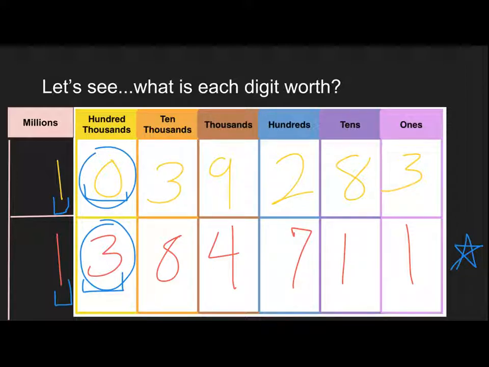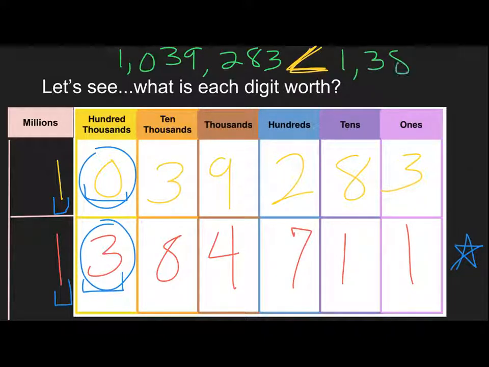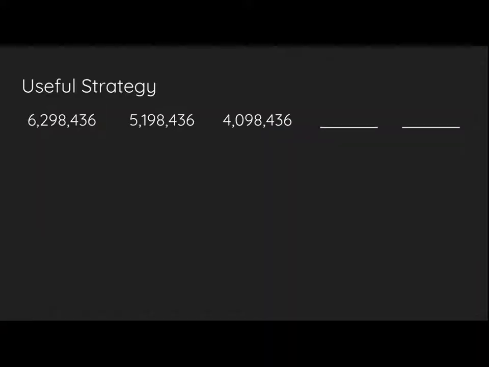So the way we would write that, and we'll write it up here, is 1,039,283 is less than, and we want to draw it going and eating the other one, 1,384,711. Nice. So using a place value chart can definitely help us decide which numbers are greater than and which numbers are less than.